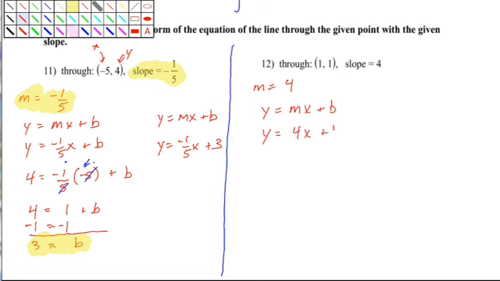4x plus b. Now to get b by itself, I need to use more data that we have, but we only have one point that's given to us. So I'm going to plug those values in, and I get 1 is equal to 4 times 1 plus b, but this is just 1 is equal to 4 plus b. To get b by itself, I subtract 4 from both sides. And I get minus 3 is equal to b.